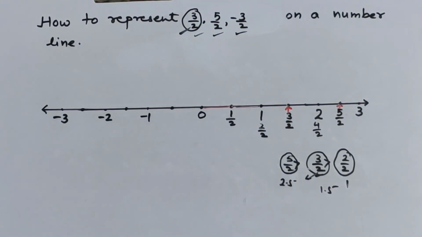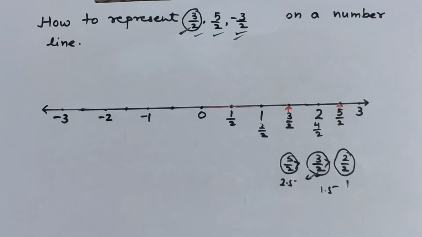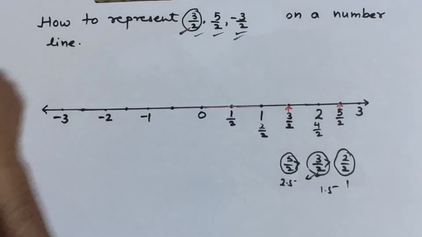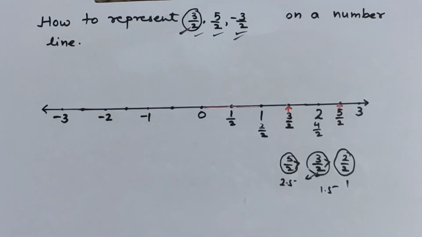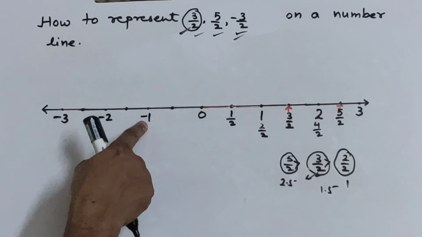Now here we have next minus 3 upon 2. So this is a negative number. So we will get this one to the left hand side of 0. And for minus 3 upon 2, the half of minus 3 is minus 1.5, and minus 1.5 will lie between minus 1 and minus 2.